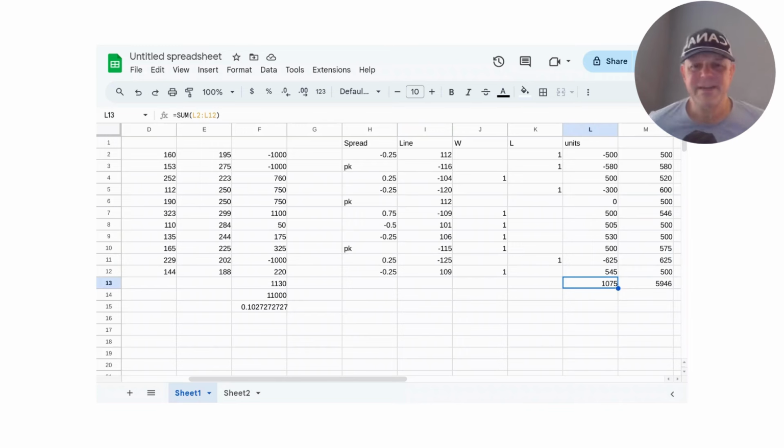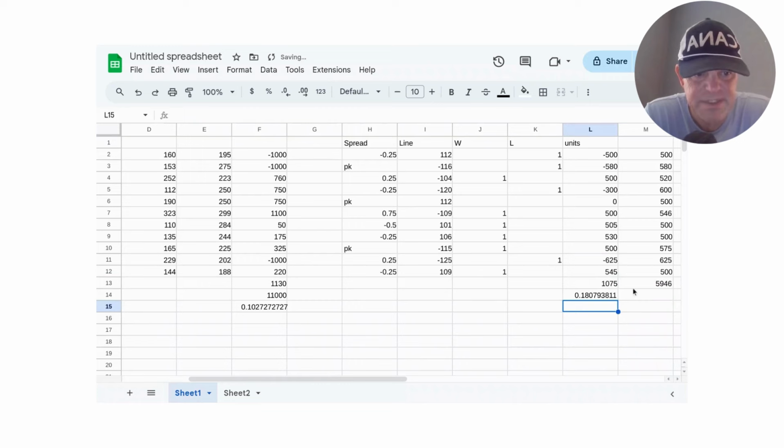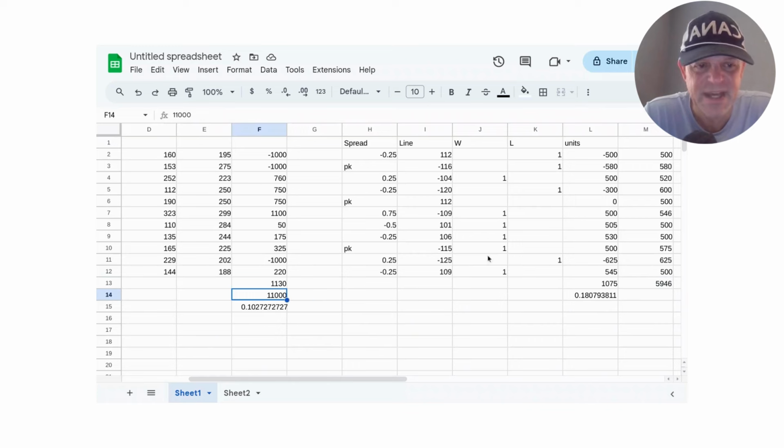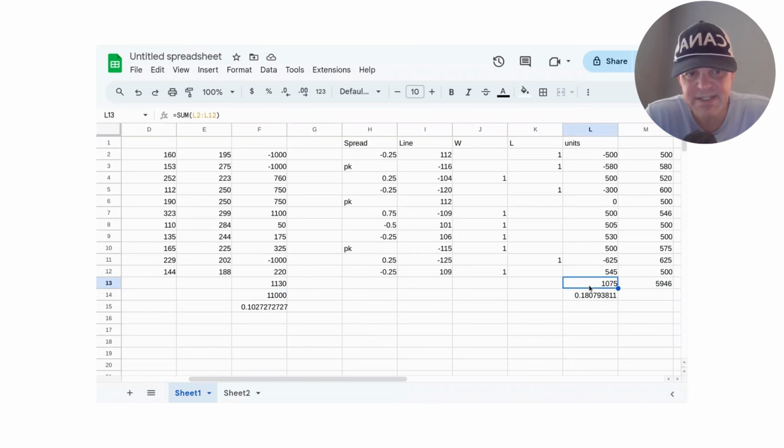$1,075. So why is that important? That's important because we don't have to invest as much and can yield the same amount. So if we look at our ROI, let's take $1,075 divided by $5,946, and look what happens to ROI. Now it's 18%. So instead of investing $11,000, we only have to invest $5,946 and we can make the same thing. Or we could take this same $11,000, invest it into this, and we basically would double this. We would make $2,075. Does that make sense?